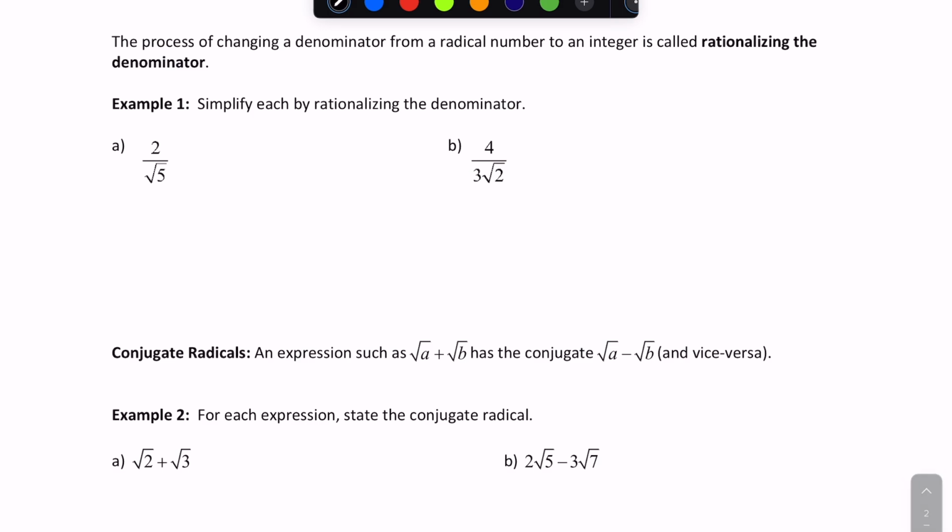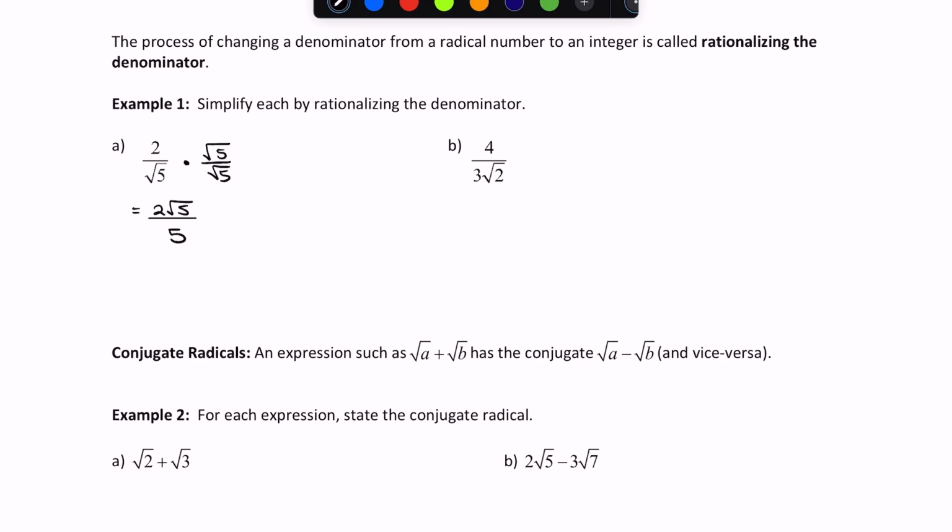The process of changing a denominator from a radical number to an integer is called rationalizing the denominator. So here, example one, simplify each by rationalizing the denominator. We are taking our 2 over square root 5, and our denominator is square root 5. And so we're going to multiply both the numerator and the denominator by square root 5. That will give us 2 square root 5 over, remember, square root 5 times square root 5 will give us 5.